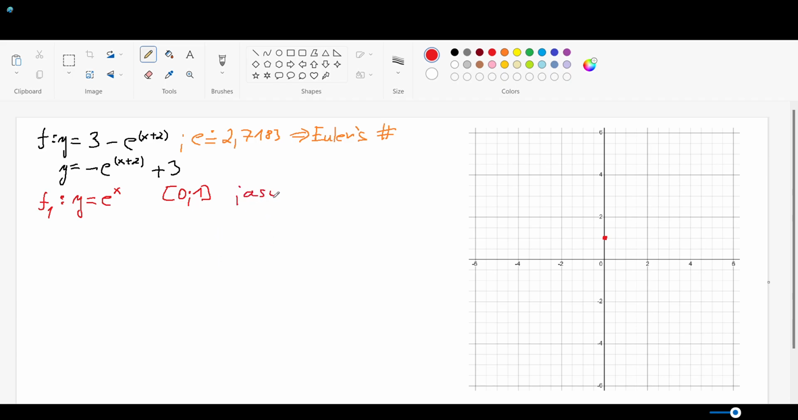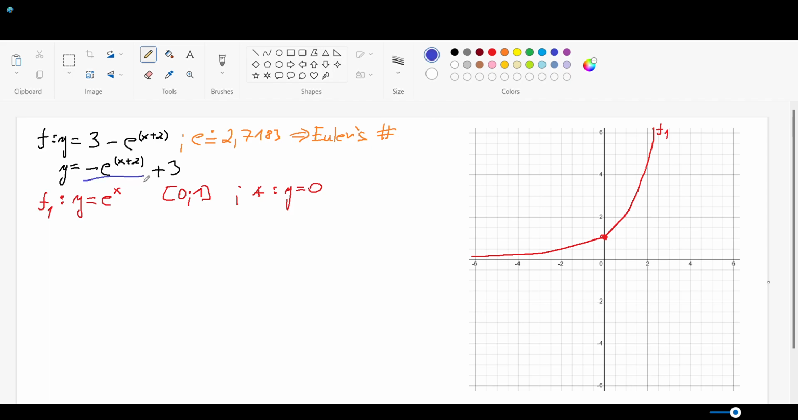And our asymptote is defined by the equation y equals 0. I was explaining why this is an asymptote and why this function can never have the value 0, so I'm not going to repeat it again. So let's sketch the graph of our parent function, f1. We know that it is increasing really rapidly, and it is going this way. So this is our parent function f1.